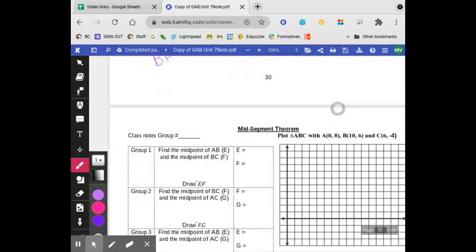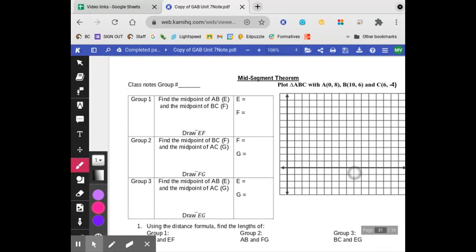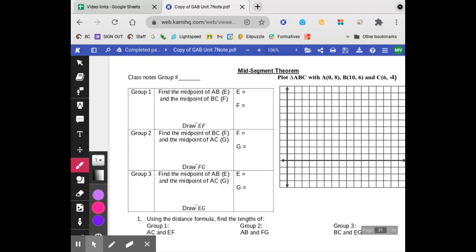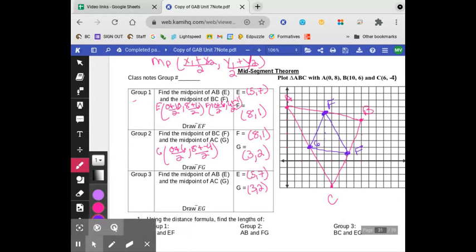All right, so next I want you all to choose to do a group. Pick whichever one you want. Do group 1, 2, or 3, and then come back and we're going to compare what we found for the three groups. Okay, so I found E to be (5, 7), F to be (8, 1), and G to be (3, 2).